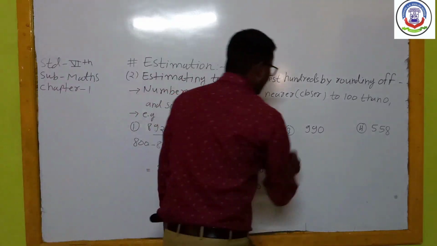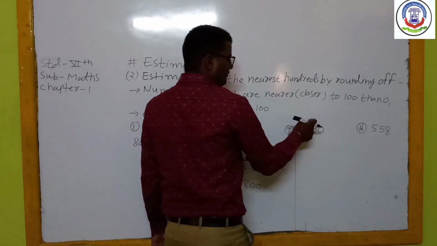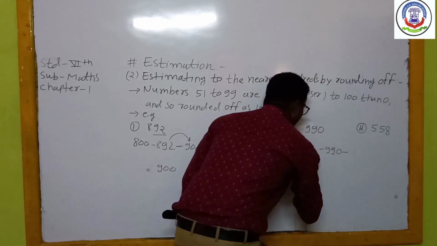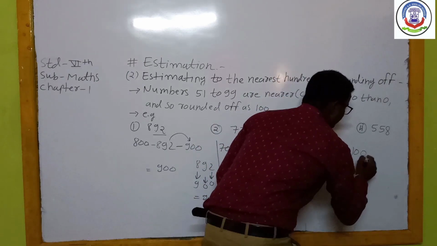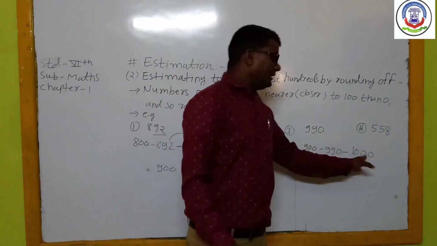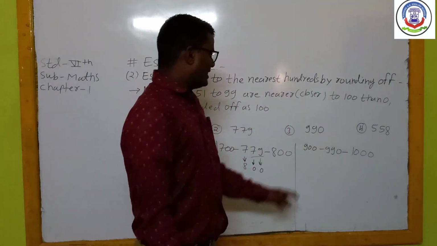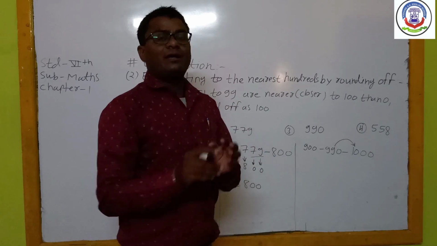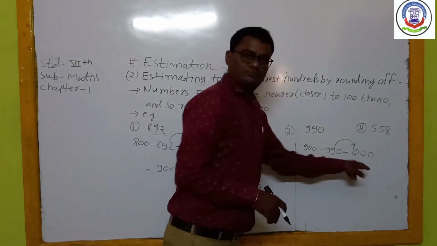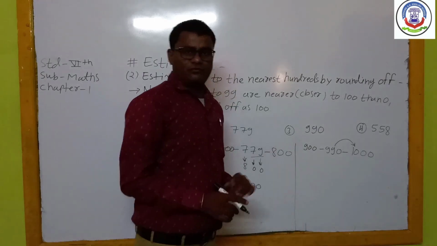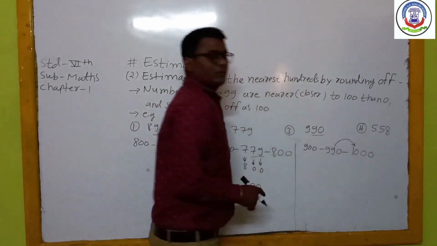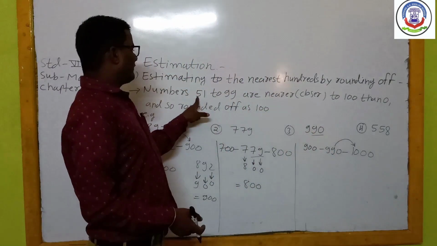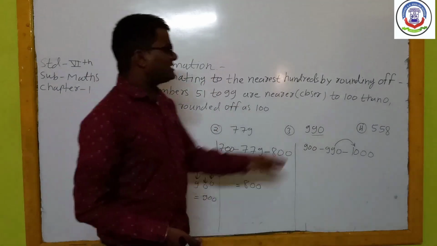Okay, now in question 3, 990. You know 990 lies in between 900 and 1000. Now you can clearly see that 990 is nearer to 1000, so the required rounded off number is 1000. It is clear? Okay, another way, observe these two digits at ones and tens place, that is 90, and 90 lies between 51 to 99, so it is rounded as 100.